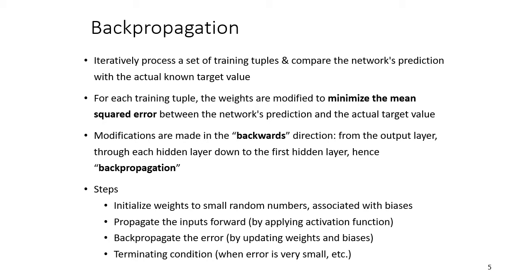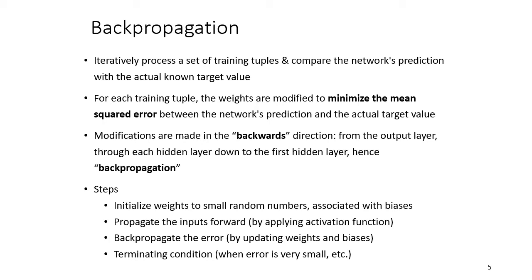So for each training tuple, the weights are modified to minimize the mean squared error between the network's prediction and the actual target value, and the modifications are made in the backward direction from the output layer through each hidden layer down to the first layer. We call it backpropagation.